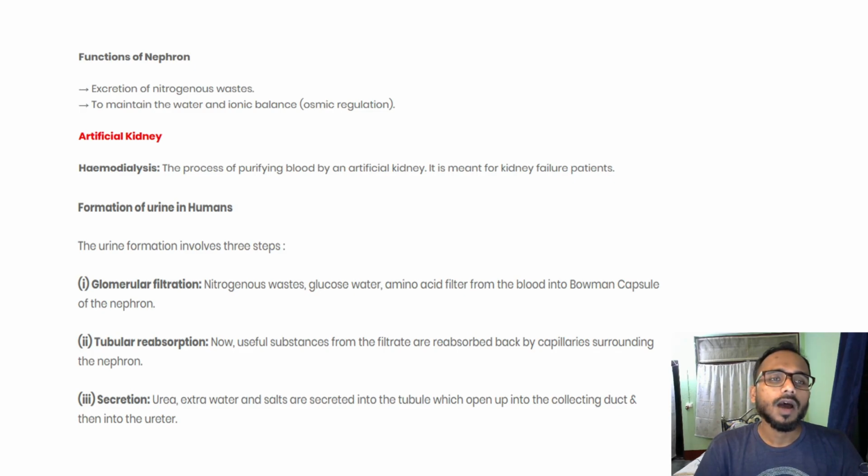Now, artificial kidney, what is an artificial kidney? You have heard that people who go through kidney failure need an artificial kidney to purify their blood and for the whole process of urine formation. That is called hemodialysis.